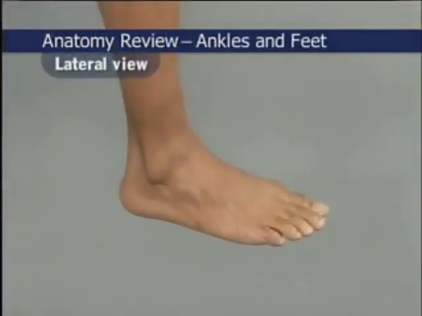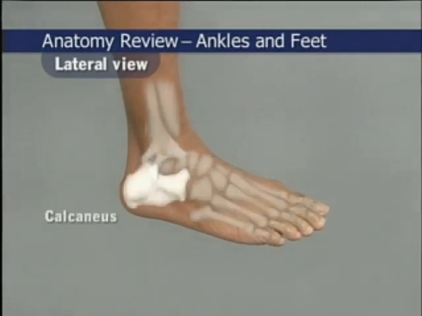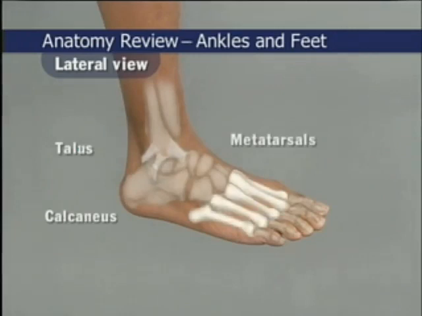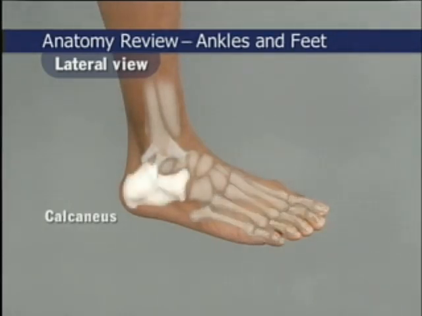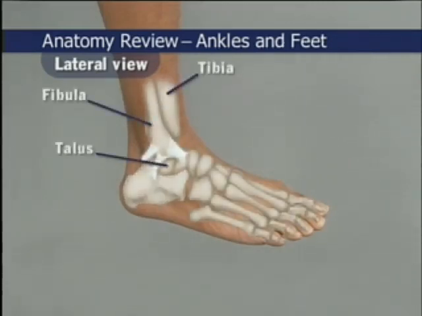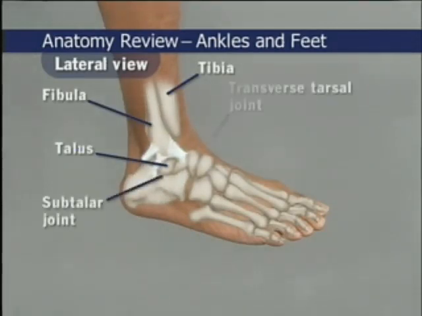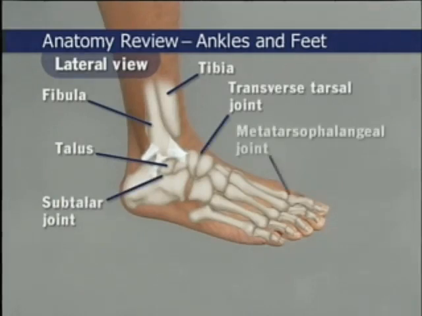Before examining the patient's ankles and feet, let's review the structures that are important to your assessment. The bones of the feet include the calcaneus, or heel bone, the talus, the metatarsals, and the phalanges. The Achilles tendon inserts on the calcaneus. The talus articulates with the fibula and tibia, forming the ankle joint. Other joints include the subtalar, transverse tarsal, and metatarsophalangeal joints.